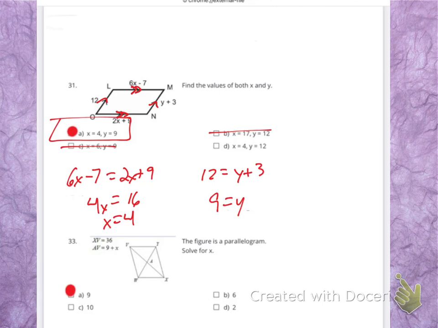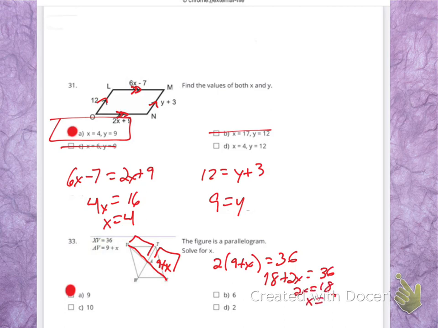It's all for x. So xv. Where's v? This whole thing is going to be equal to 36. AV, so just from here to here, is going to be equal to 9 plus x. I know that if I double it, it's going to be the same. So since this is 9 plus x, I need to double that. So 2 times 9 plus x is equal to 36. 18 plus 2x is equal to 36, minus the 18. 2x is going to be equal to 18, and then x is equal to 9.